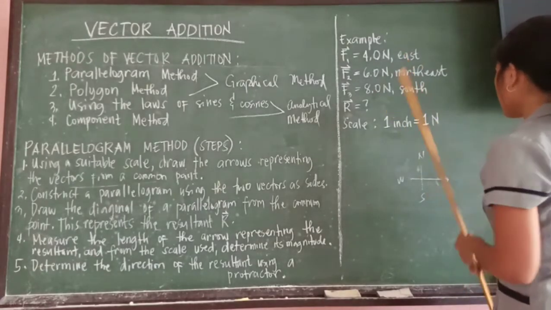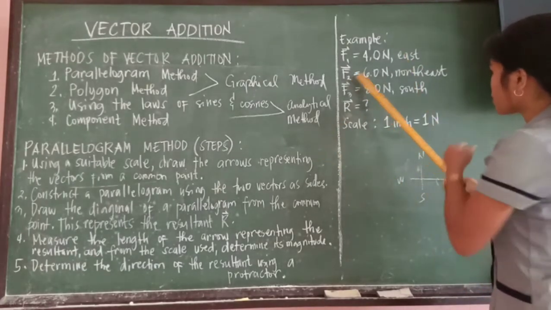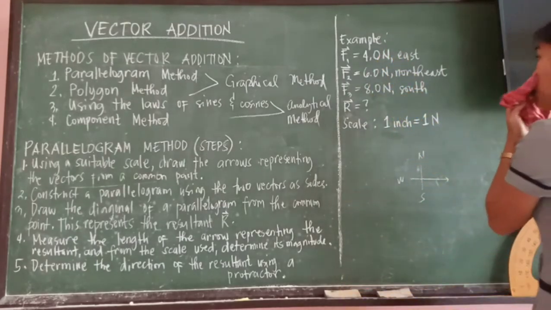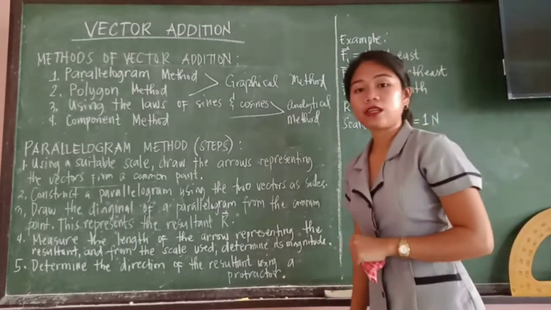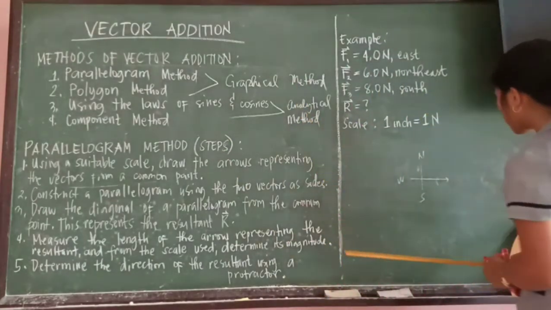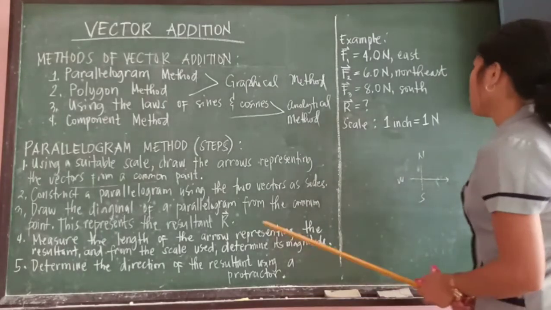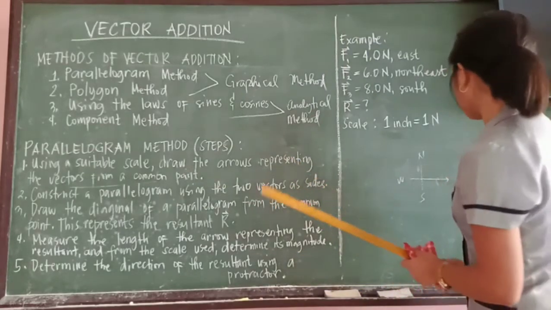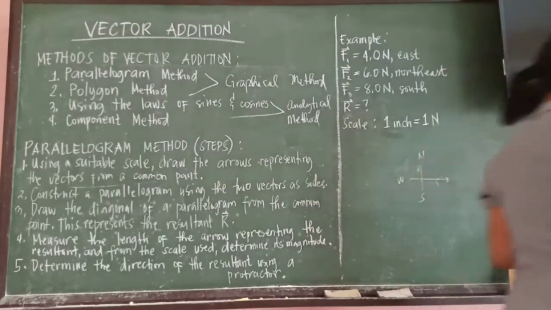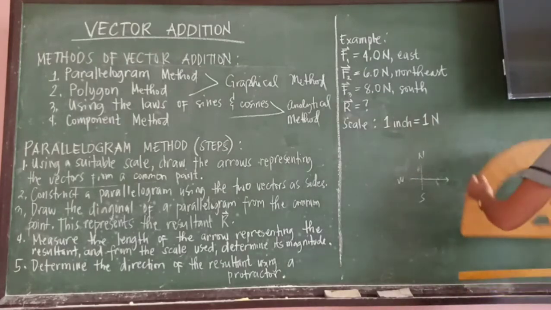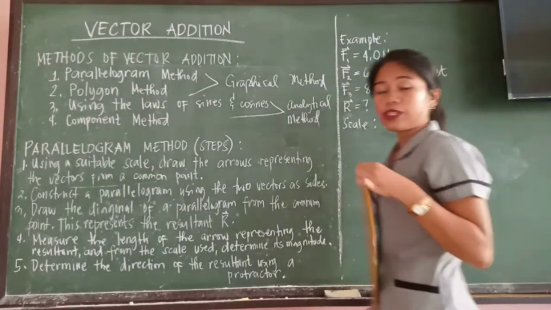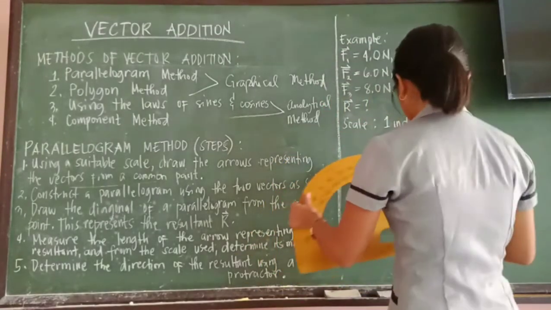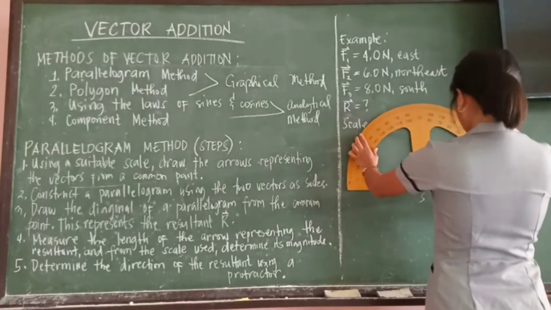Okay, next is f sub 2. F sub 2 is 6.0 newtons directed northeast. Where is northeast? It is perfectly in the middle of north and east. This time I am going to use a protractor to make sure that it is really 45 degrees between north and east.